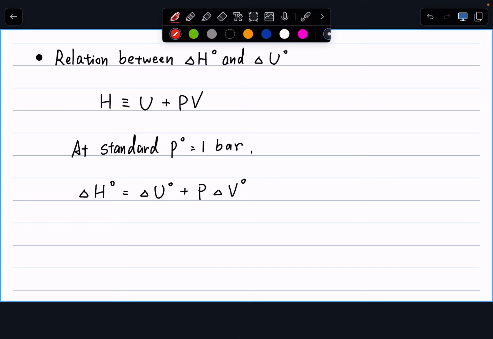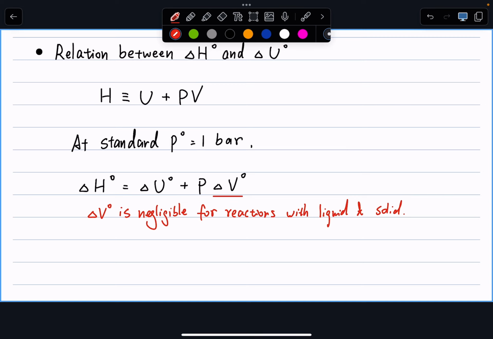All right. One of the things that we generally make, a conventional approximation, is that delta V naught is typically negligible for reactions with liquid and solid. What about for gases? Now, thinking about what my delta V naught is for gases.